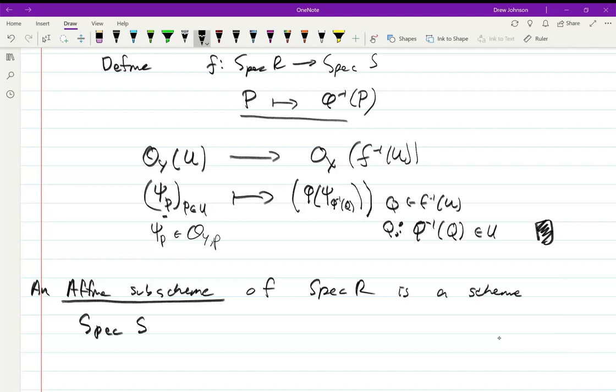spec S with a morphism phi from R to S, or sorry, rather a morphism from spec S to spec R, such that the corresponding ring map from R to S is surjective.